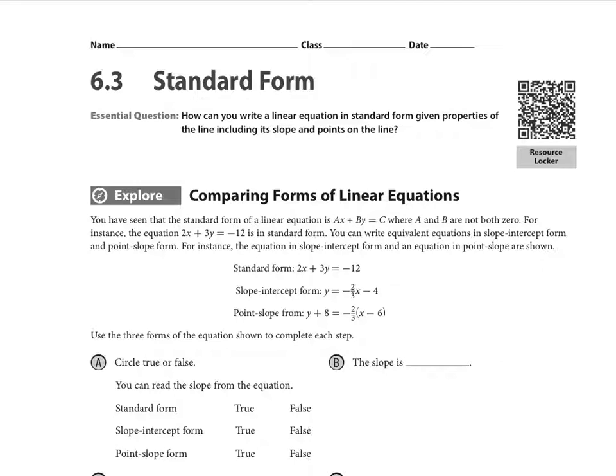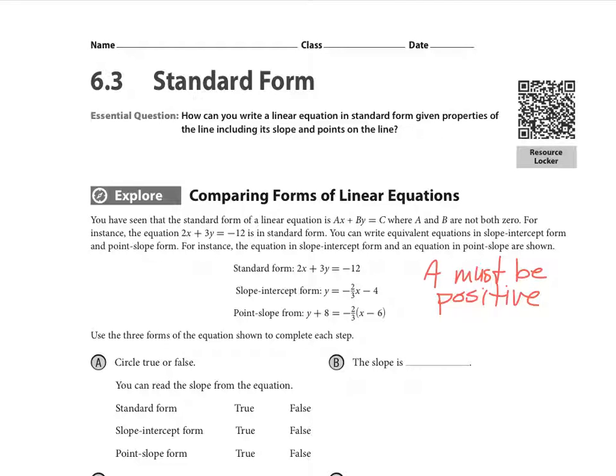Some specific things we need to understand. One, a must be positive. All that means is your x term has to have a positive value. And we'll do some examples here where it's not, and we may need to change it.